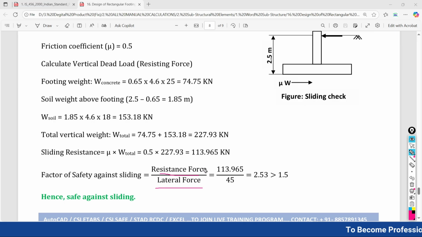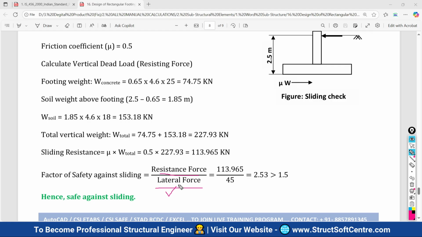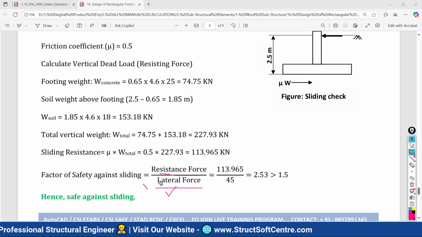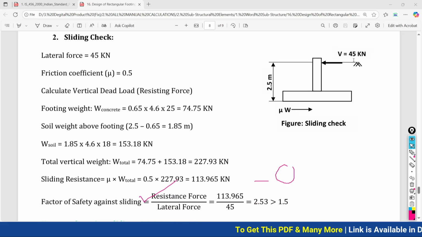So the factor of safety against sliding will equal the resistance force divided by the lateral force. Always in your numerator will be what? The resisting value, which is maintaining the stability. And always in your denominator what will be there? The value which is going to create the instability. So the lateral force is going to create the instability, and the resistance force is maintaining the stability. We get this ratio as 2.53, which is greater than 1.5. Now again we can say it is safe against sliding. Your footing is not going to be shifted anywhere even though there is a lateral force of 45 kilonewton. This is the second check.